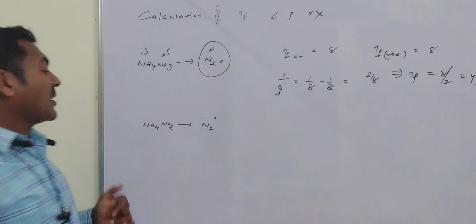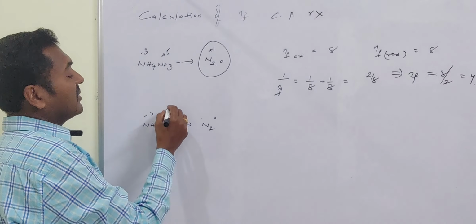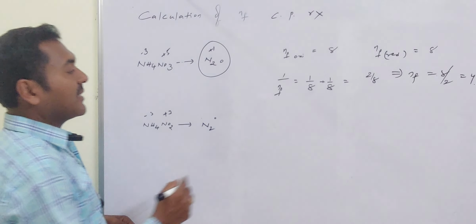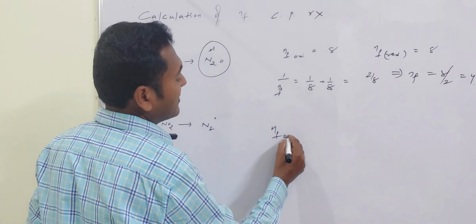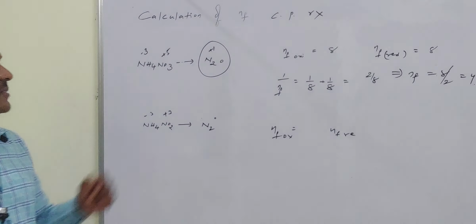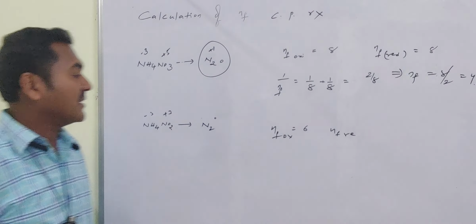Similarly, for the N2 calculation, here nitrogen is minus 3, here nitrogen maintains what? That is plus 3 as the oxidation state. Whereas the n factor of oxidation and the n factor of reduction, if you calculate, 0 is converted to plus 3. So for nitrogen it is 3, implies for 2 nitrogens it is 6.